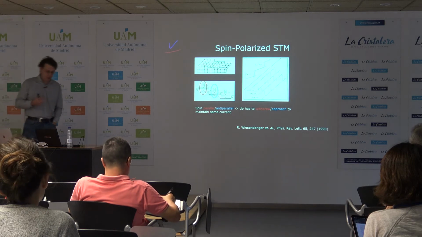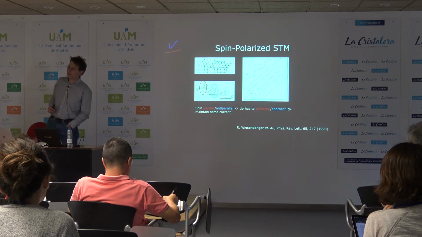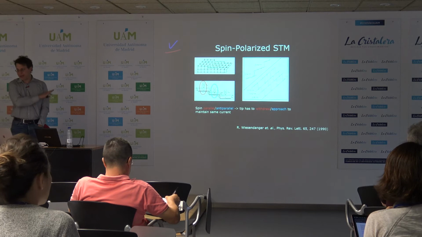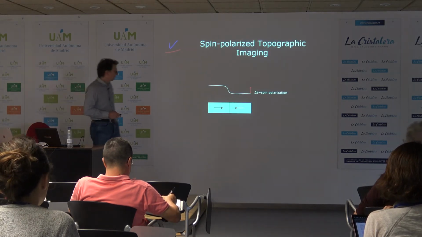In addition, there is an advantage of using antiferromagnetic tips because you minimize stray fields. If you use a ferromagnetic tip, then you get larger stray fields from the tip, which might interact with the sample, depending on what you're looking at.